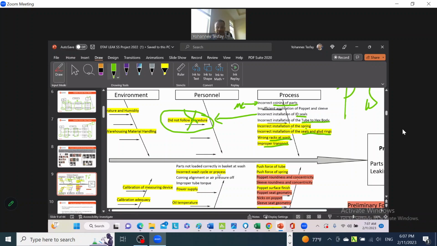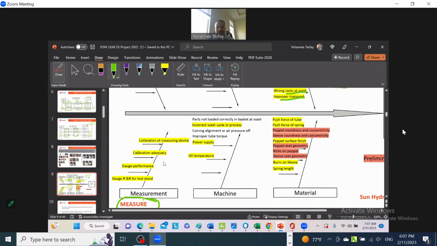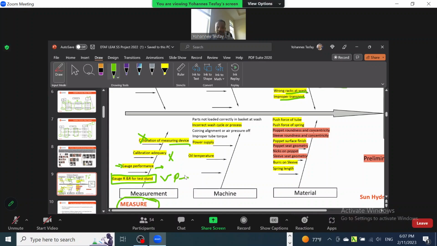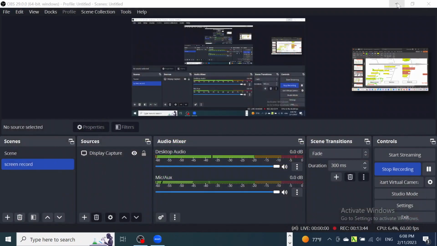Then here, gauging. Gauge calibration, device or measurement device calibration inadequacy. Sometimes the calibration might not be okay. Gauge performance: the gauge might not be accurate and precise. And overall gauge R&R on system. So it's going to tell us the variability from the process plus variability from operators.